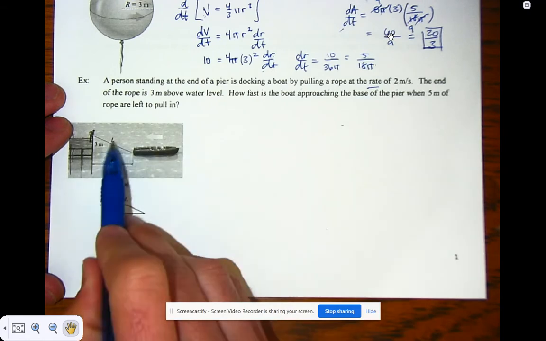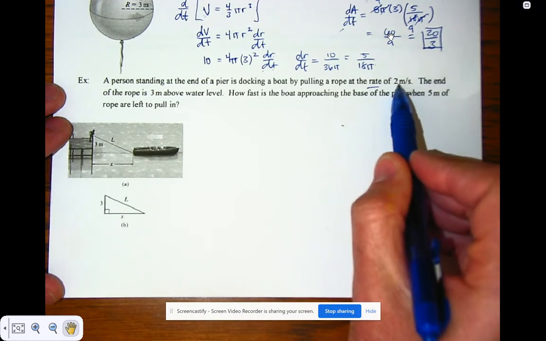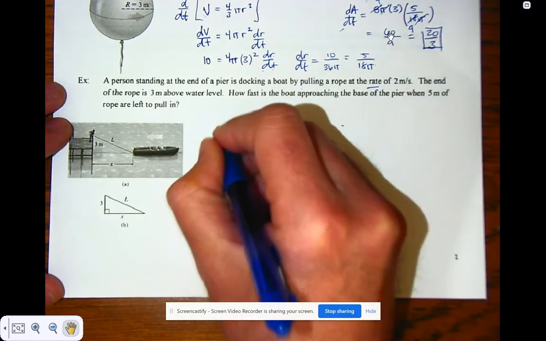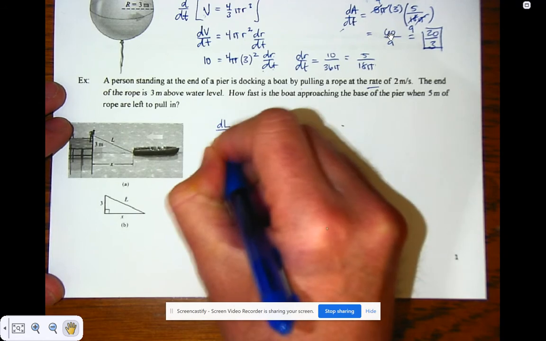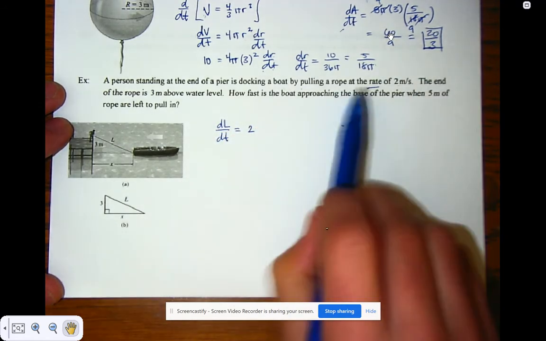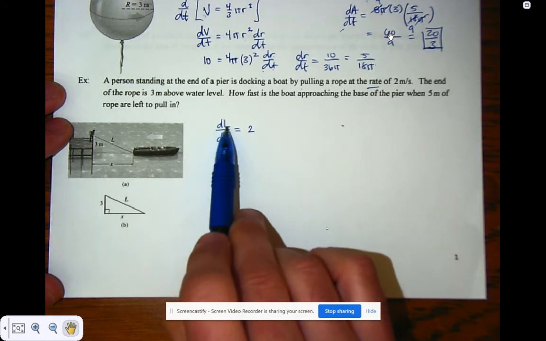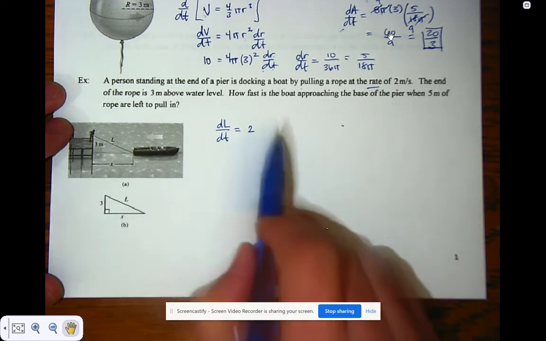Well, they gave you a picture that's L, and you're pulling that in with respect to time at a value of 2. So translating that, you would say dL/dt equals 2. It's a rate. The rate of change of L with respect to time is 2.